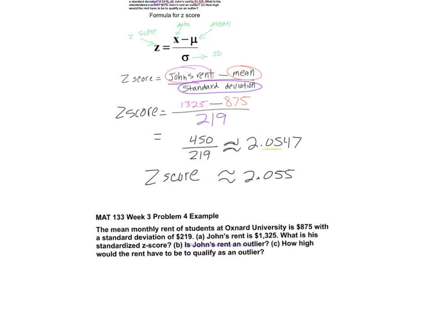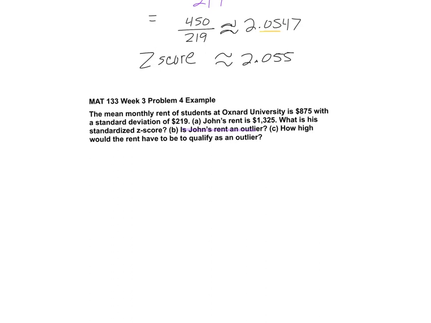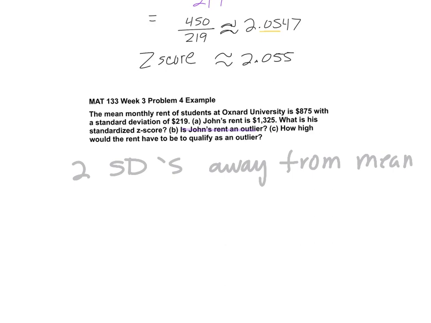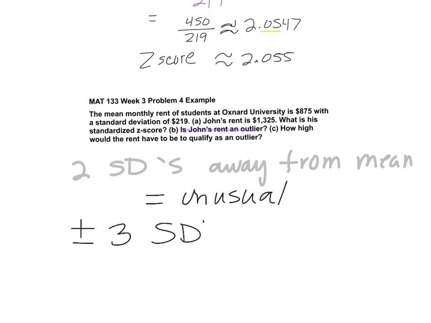Okay, so on to part B. Part B asks us, is John's rent an outlier? So remember the guidelines that were given to you in the textbook? Anything that is 2 standard deviations away from the mean, and that means in either direction, so either 2 standard deviations higher or lower, is what we call unusual. Okay, so it's unusual, but it's not an outlier. What is going to be an outlier is anything that is plus or minus 3 standard deviations from the mean.